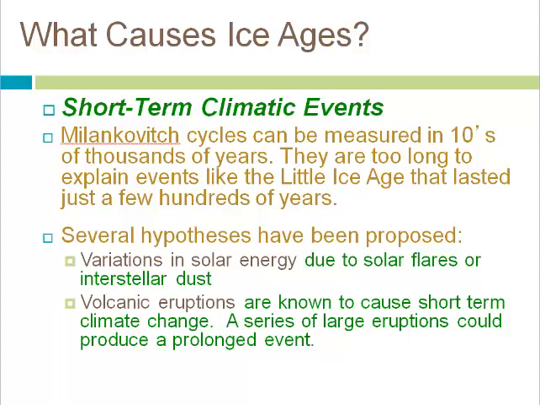There's some interesting things that go on when we talk about short-term climatic events. We know the Milankovitch cycles are measured on tens of thousands of years, which means about every 25,000 years we're moving one, going back to the other. And they're too long to explain these small little ice age events and everything else. It could be solar radiation, volcanic eruptions. We really don't know. It could be a combination of several things.